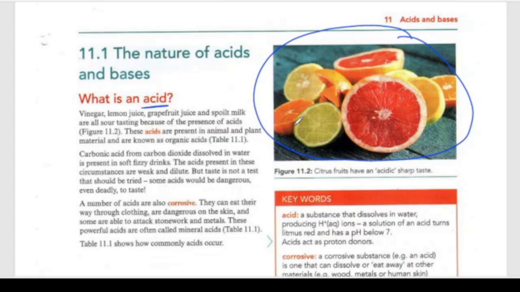Yes, that's correct. So the acid which is present in all these substances or citrus fruits is actually called organic acids, and they are completely good for our health. They are not harmful for our health. And that's the reason we can actually drink them or eat them. So not only the citrus fruits but also vinegar, lemon juice, grapefruit juices, and also the spoiled milk.